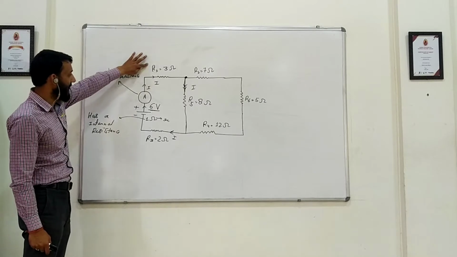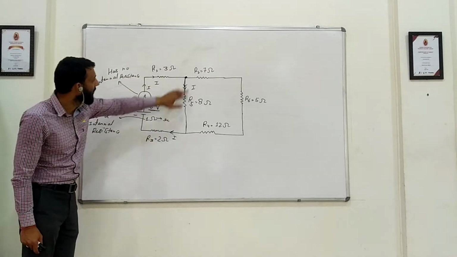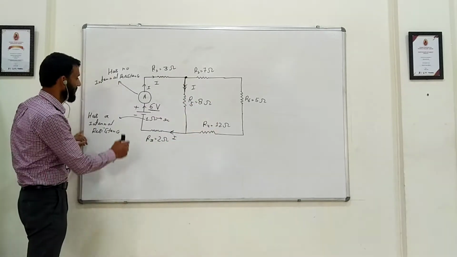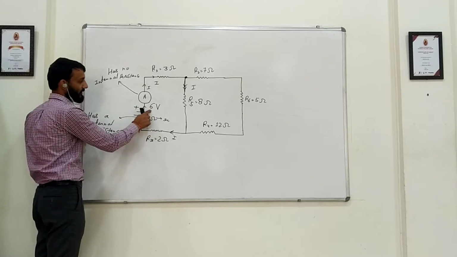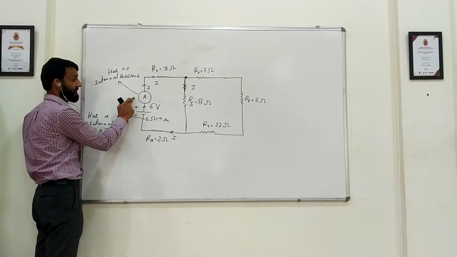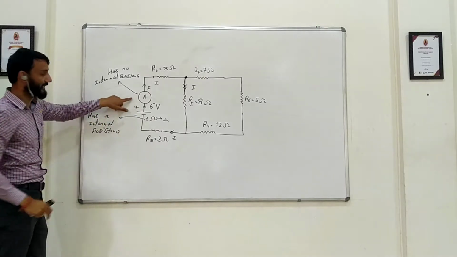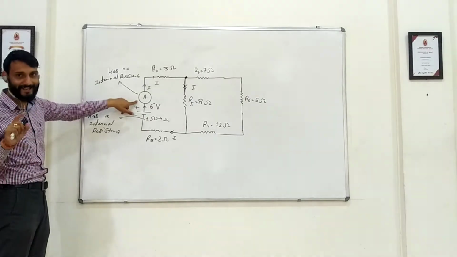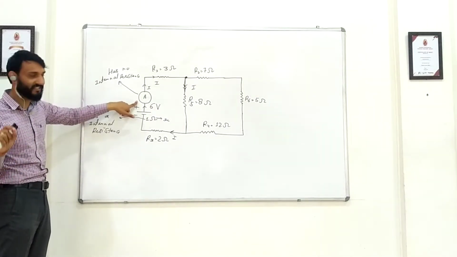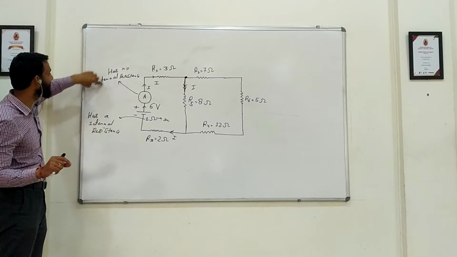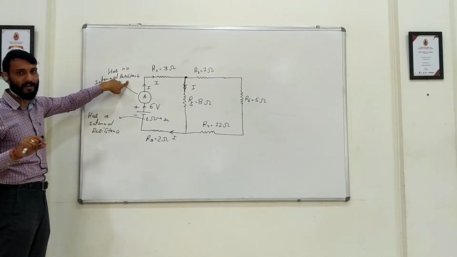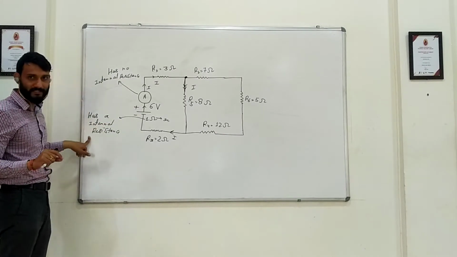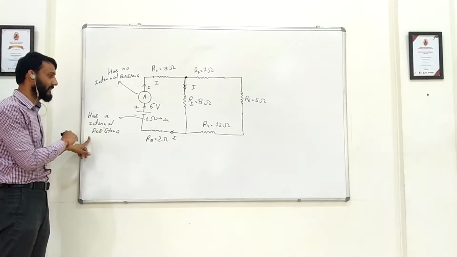The resistors are R1, then we have R2, R3, R4, R5, R6, and then they are connected with a battery. So this is a cell, and with the help of an ammeter. An ammeter is a device which measures current. In this question, it is given that the ammeter has no internal resistance, whereas this cell has an internal resistance, correct?